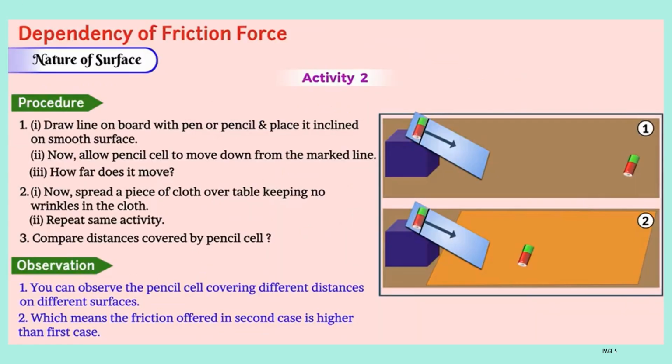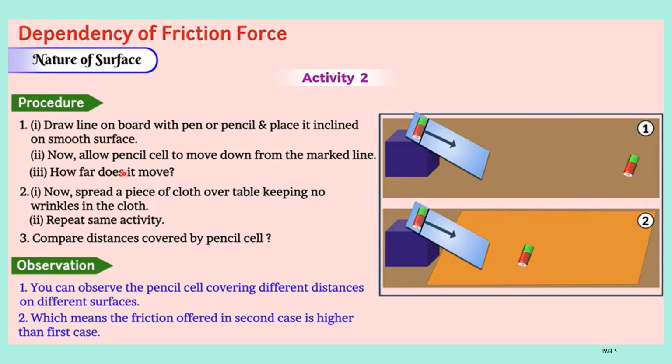Dependency of friction. Let us discuss in detail how the frictional force depends upon the nature of surface. Let us perform an activity here. Procedure: draw a line on the board with a pen or pencil and place it inclined on a smooth surface. This surface is the smooth surface.